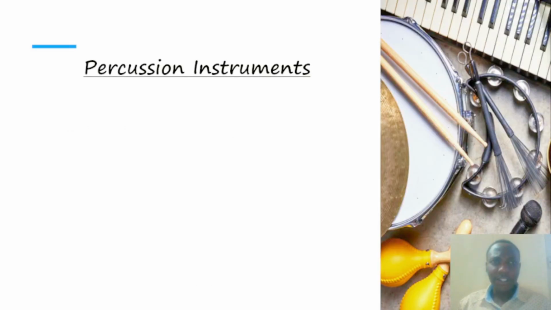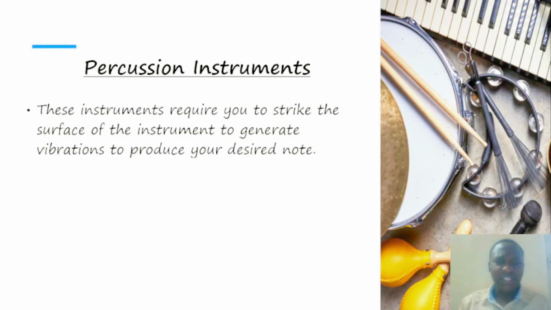Moving on, let's see the percussion instruments. These instruments require you to strike the surface of the instrument to generate vibrations to produce your desired note. So these instruments require striking, especially the surface of the instrument, just to generate the vibrations and get the desired note.